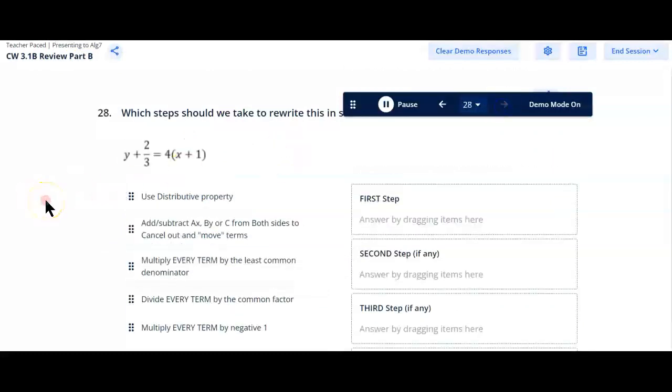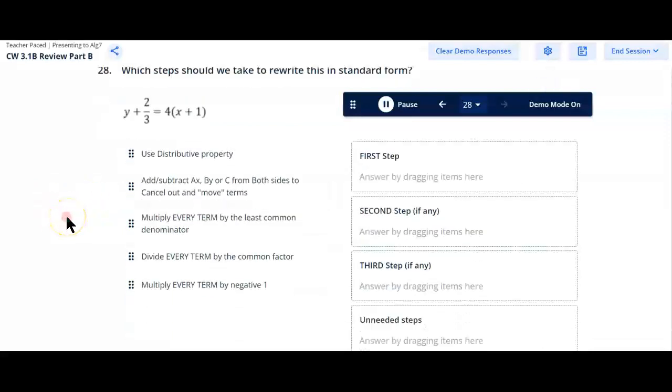Number 28. Try this one on your own, and you can use the check button. There will be 2 steps. 2 things will go under number 3, and only 1 unneeded step. 2 items for the 3rd step, and only 1 unneeded step. This is your challenge question.